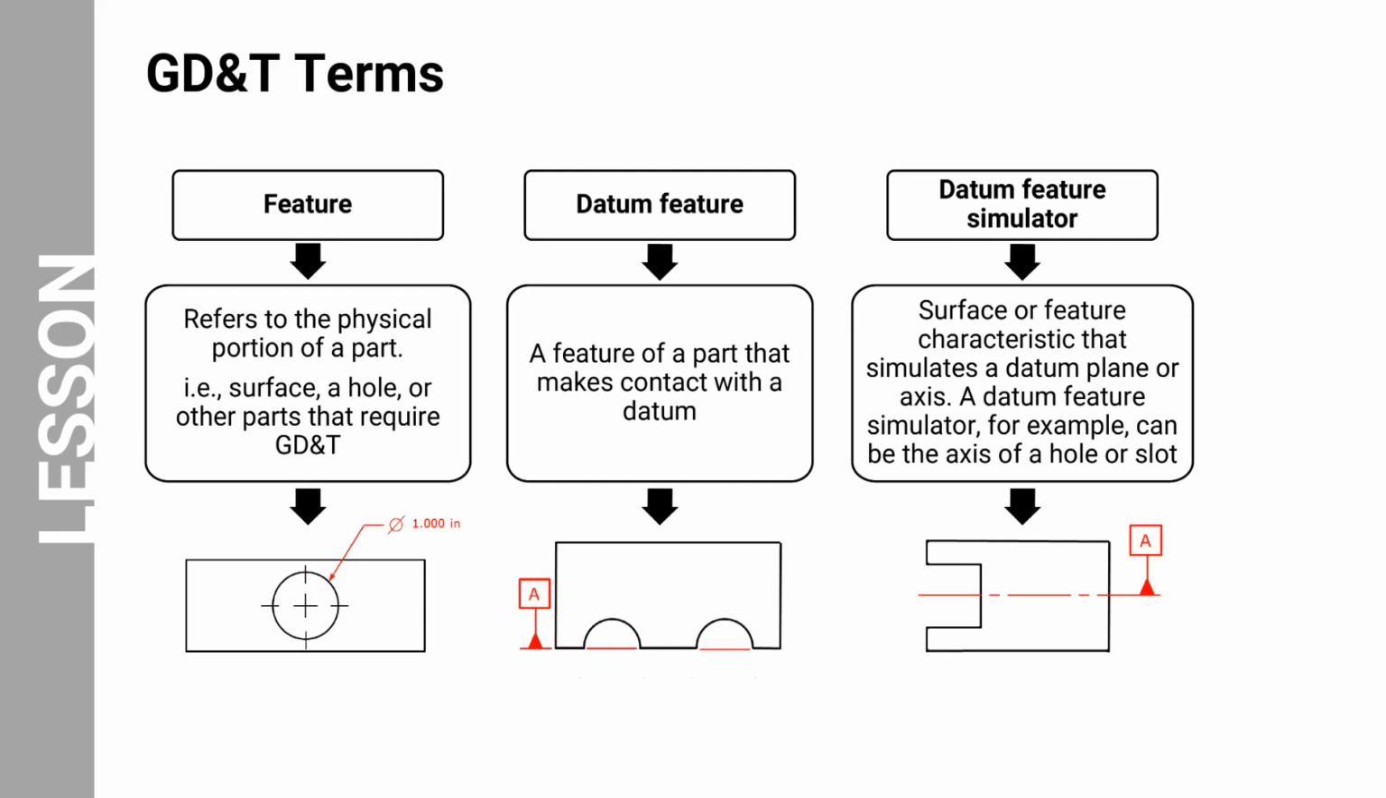In the previous lesson, the term datum was introduced as a theoretical plane, point or axis used to measure a dimension on the part. A datum feature is a feature of a part that makes contact with a datum. A datum feature simulator is a surface or feature characteristic that simulates a datum plane or axis. A datum feature simulator, for example, can be the axis of a hole or slot.